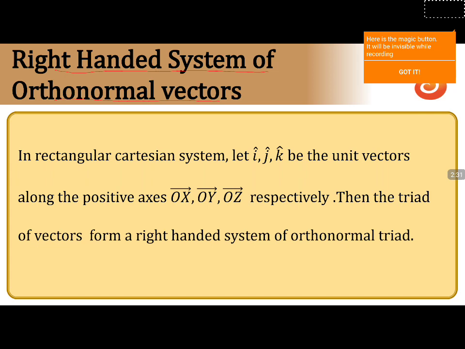Okay, now we will go for the right-handed system of orthonormal vectors. Here we will consider a rectangular Cartesian system in which we are going to take three unit vectors, namely i, j, k, along the positive axes, that is OX, OY and OZ. Then this triad of vectors, that is i, j, k, called unit vectors, will form a right-handed system of orthonormal triad.